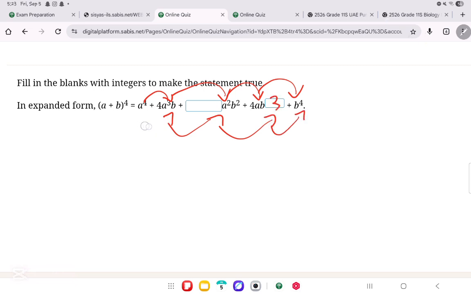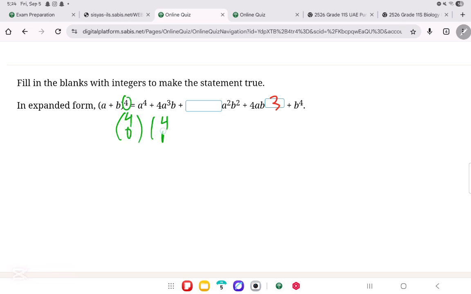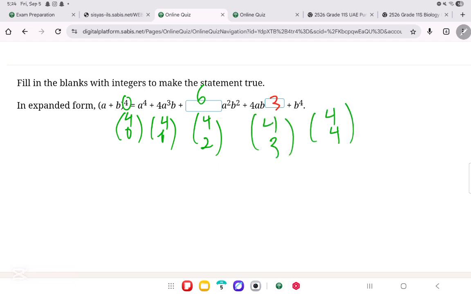Now, what do we also know? We also know that the values next to a and b are the combinations. So this is 4 combination 0, 4 combination 1, 4 combination 2. If you put it on the calculator, you will get an answer of 6. 4 combination 3 and 4 combination 4. Okay, this is one way to do it.